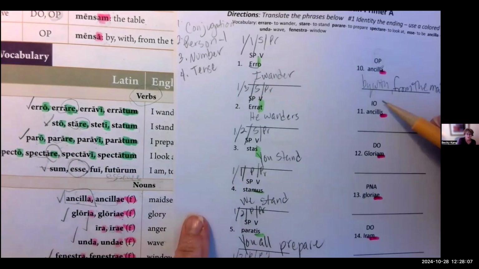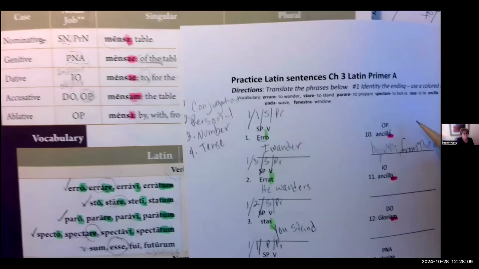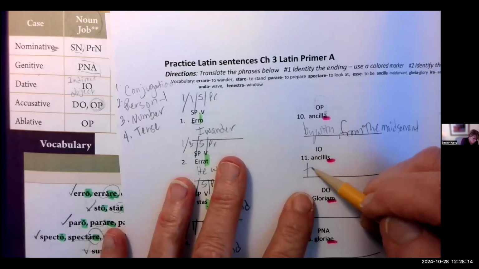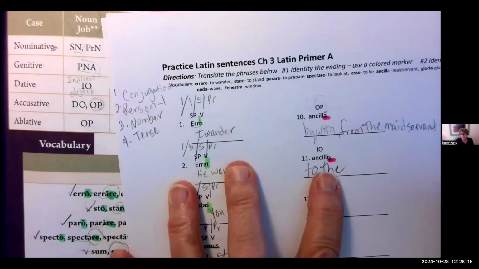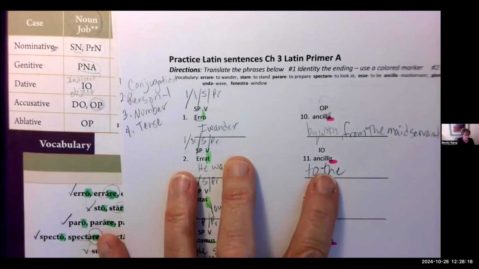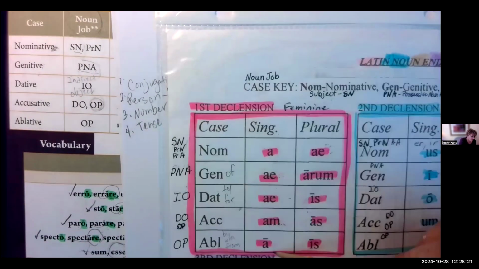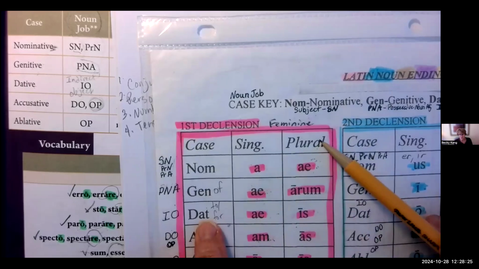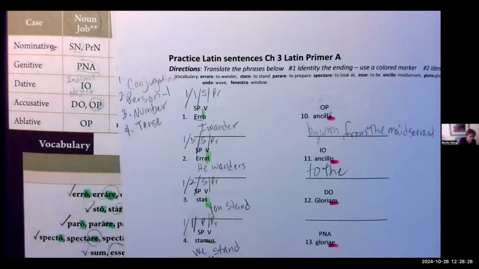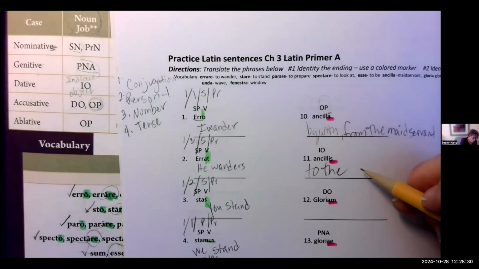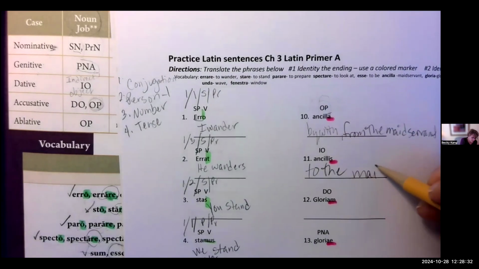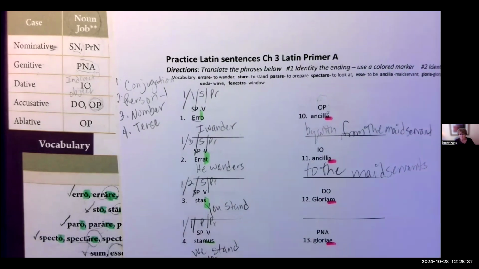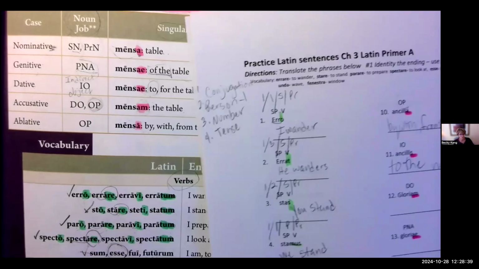Okay. This one is the indirect object. The indirect object, if you look in your book, is always to or for. Now look at the ending is. Look at that. Is. Dative is the indirect object. It's in the plural column, so make it plural. Okay, so it's to or for the maidservants. Okay. Gloriam means glory, right?